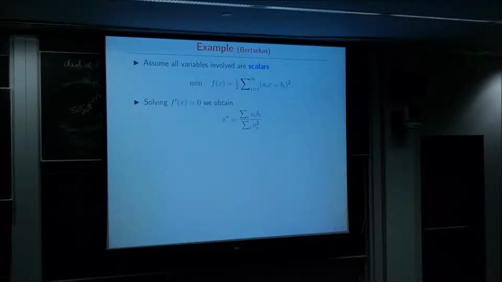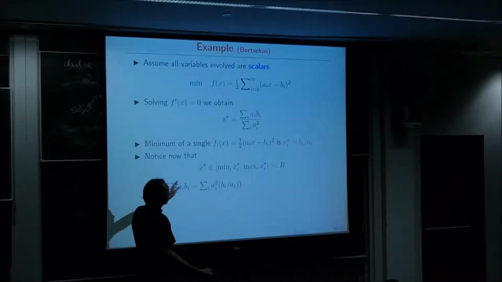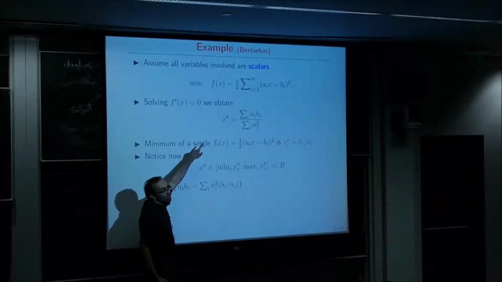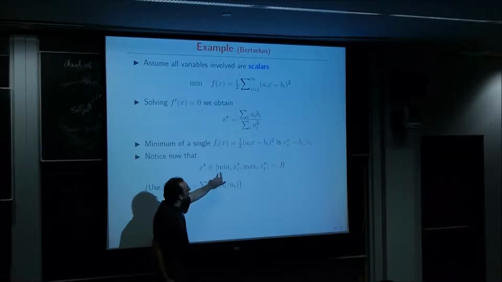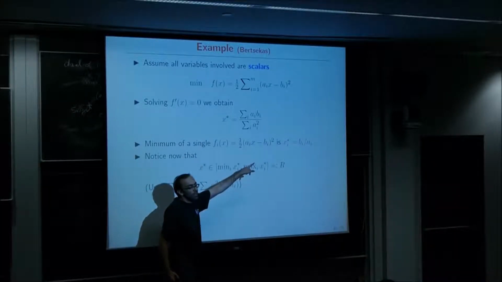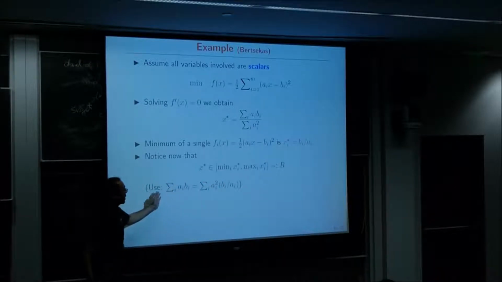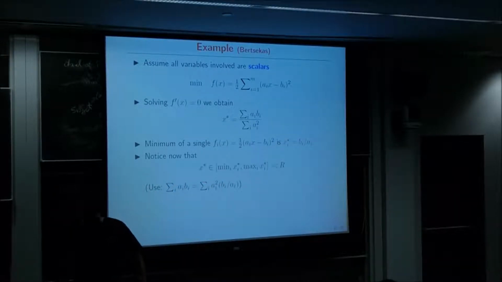Now instead of using the derivative of the entire f(x), let's look at just the derivative of individual components of the sum. If you minimize an individual component, you get the ith coordinate is b_i by a_i. And now you can look at the interval within which the true x star lies. You can prove very quickly that the true x star lies within the min of the greedy x_i's and the max of the greedy x_i's. Here is the proof, but it's trivial, you can verify that yourself.